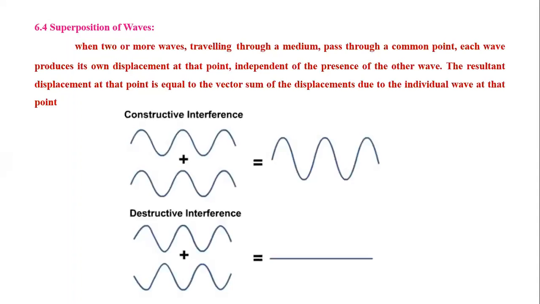So let me learn now the next article, and it is superposition of waves. You can see here two diagrams. This is the first and this is the second. So when one wave superimposes on another wave, then we get a resultant wave. So this is a resultant wave.